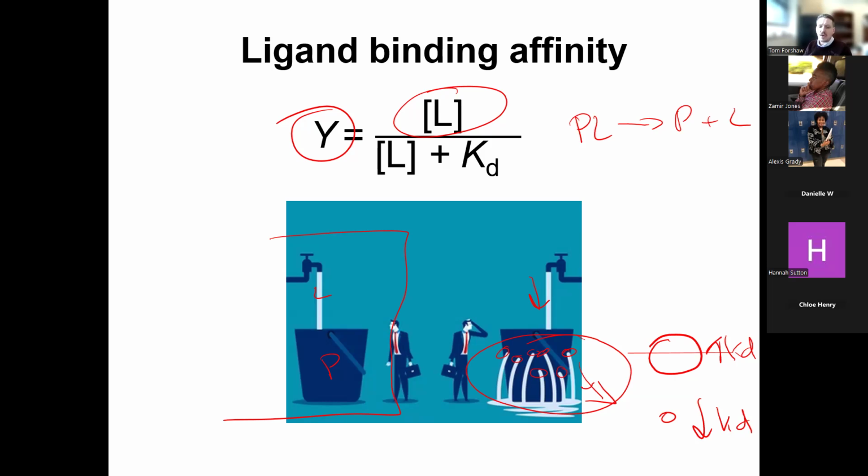So if you have a really high KD value, what are you going to have to do to the concentration of L? This is a question I asked the class. I'll give everyone an opportunity, if people could put their hands up, and then I'll pick someone. I'll give you a couple of seconds to think about it. Let's do it for a bonus point again. If the KD value is high, what are you going to have to do to L in order to increase Y, which is the protein occupancy?